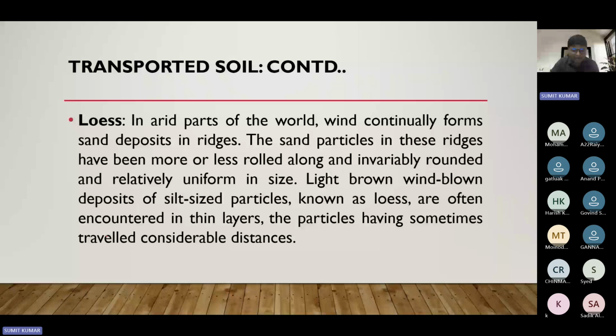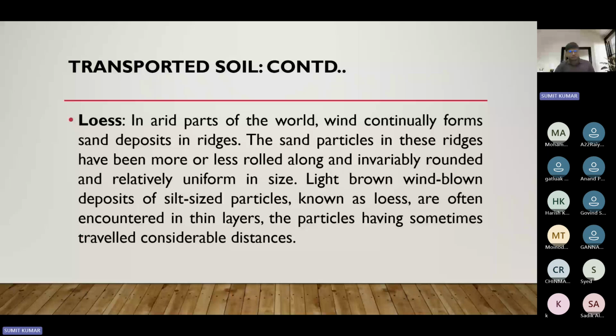They are the light brown wind-blown deposits of silt-sized particles known as loess, and are often encountered in thin layers, the particles sometimes having travelled considerable distances, as I have seen during wind storms. And this usually happens in the arid parts of the world.